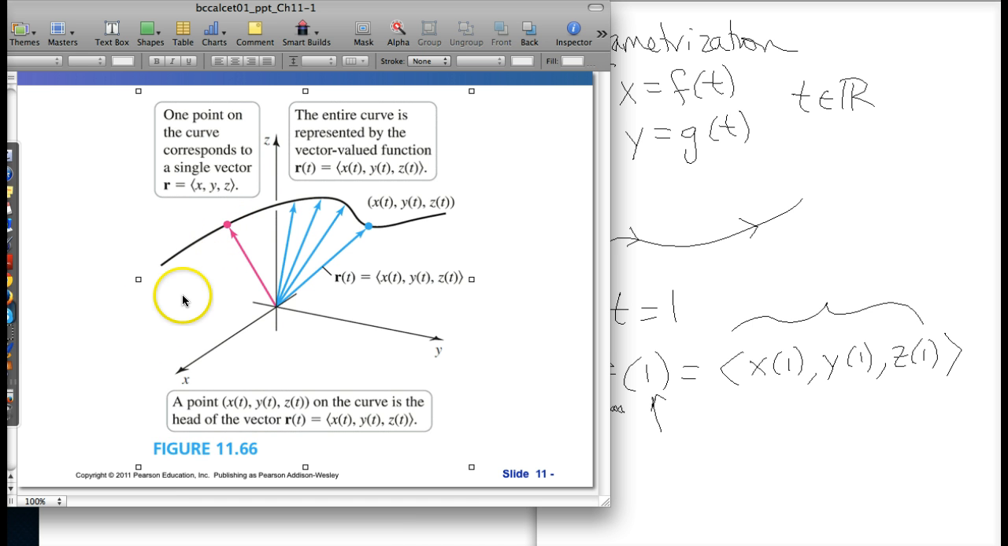Okay, and that's what this means right down here, right? The curve is how the head of that vector moves as t varies, right? And this is going to parameterize the curve for us, okay, in a very interesting way.